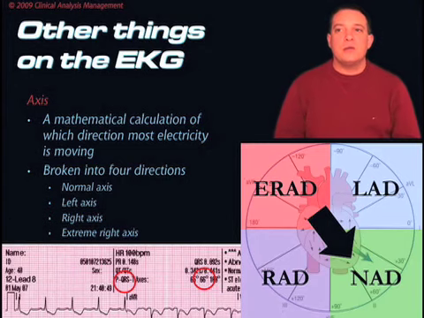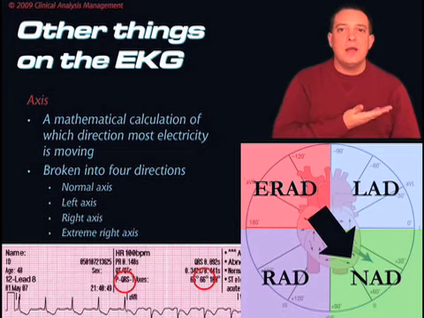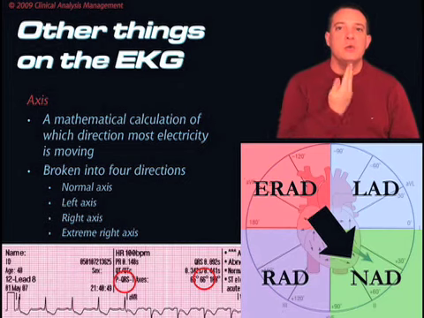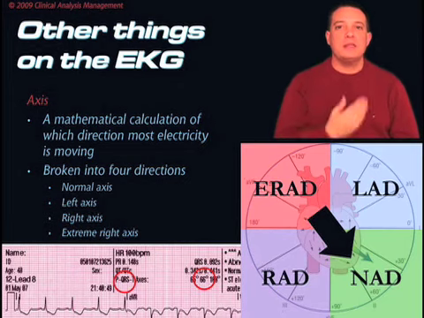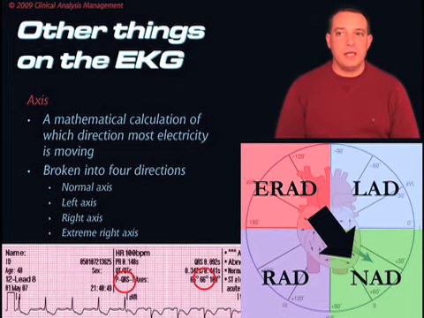Now, when we look over at the other side is what we would call left axis deviation. And the way that we define left axis deviation is if the patient's axis is anywhere between 0 and -90. So basically anywhere from straight across left to up towards the face. Anytime we have that, that's left axis deviation.